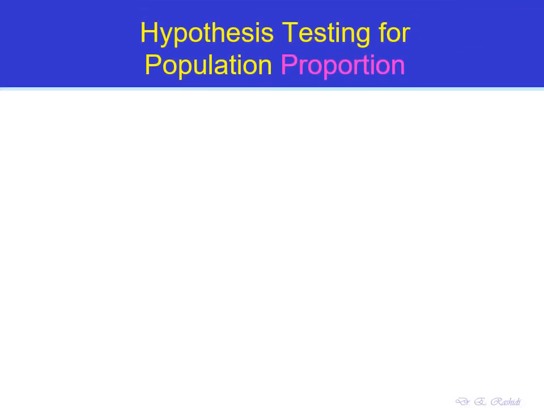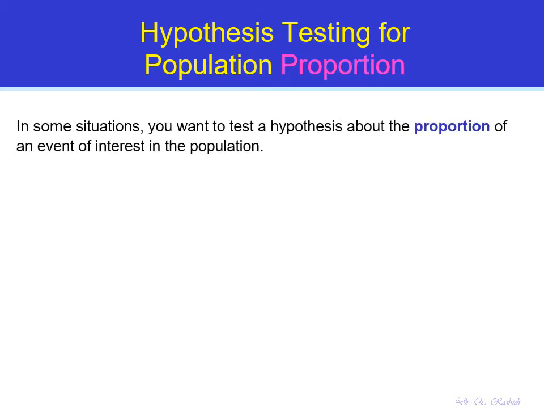Hypothesis testing for population proportion. So far, what we have studied in hypothesis testing was to test the hypothesis regarding the average, the mean in the population. But mean is not the only parameter in statistics. We have other parameters such as proportion. Proportion is also an important parameter. So now we want to talk about hypothesis testing regarding proportion.